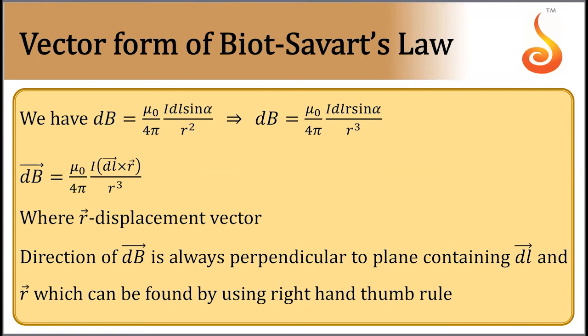Magnetic field is a vector. So dB equals mu naught by 4 pi I dl sine alpha divided by r square, or you can write it as mu naught by 4 pi into I dl cross r divided by r cube. Make a note of it. Yes, hope you have taken this.